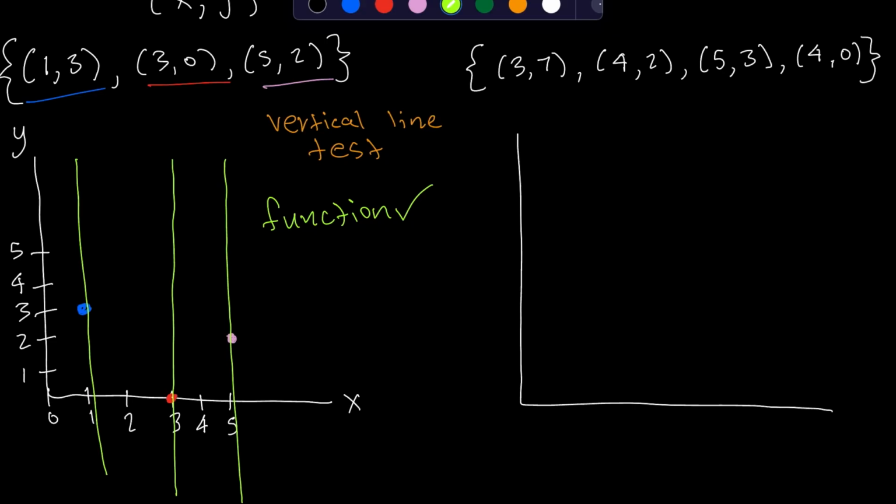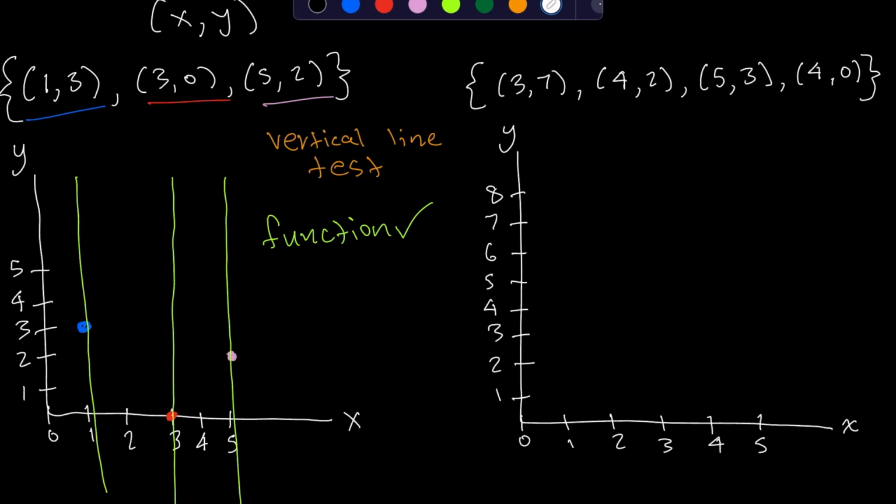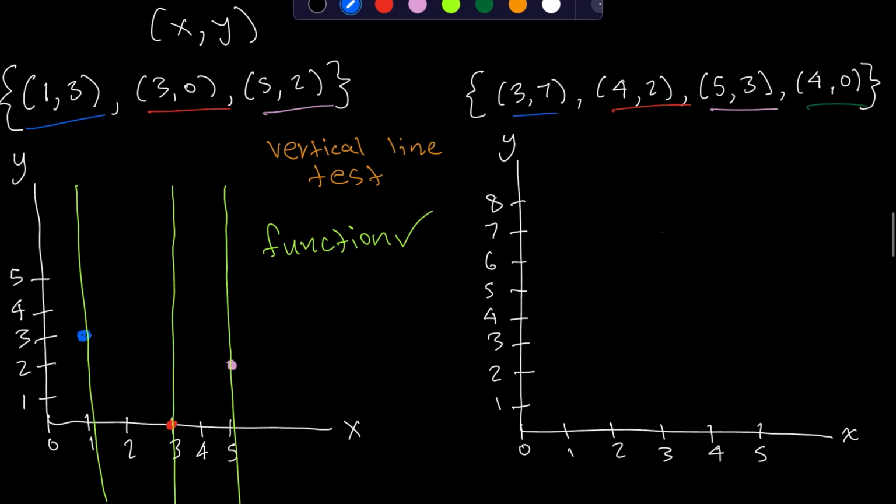So now let's take a look at our red example. So now let's plot our points again. I will also do the same thing with the underlining just to make it the most easy. All right, so we have the point 3, 7. Sorry, x value is 3, y value is 7, just right there. Next we have 4, 2, so x value is 4, y value is 2, right there. Next we have 5, 3, x value is 5, y value is 3.